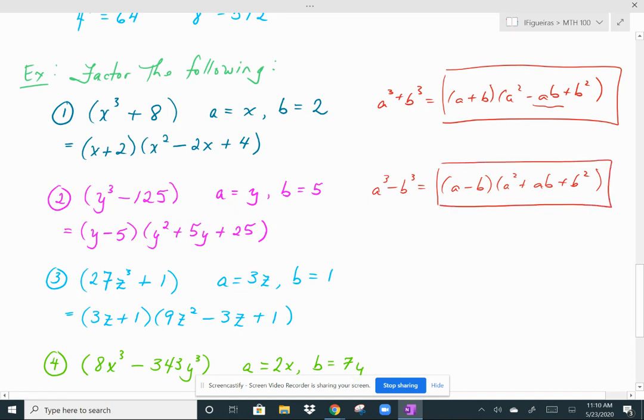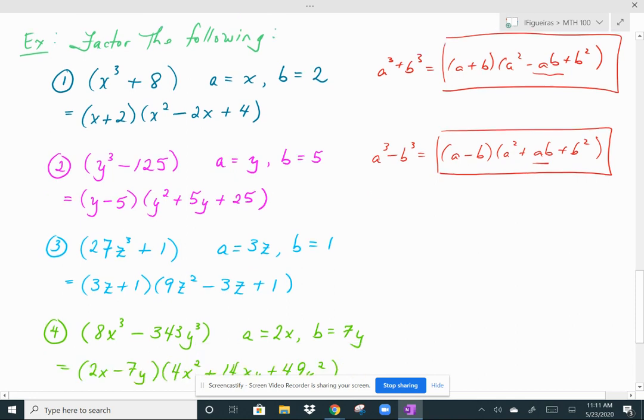So what's a? A is y, because y times y times y gives me y to the third. B is 5. Why? Because 5 times 5 times 5 is 125. Once you know what A and B are, you're just plugging into the formula that's here in this box. So that will be y minus 5 times y squared plus, now remember, this middle term is AB, and so what's AB? That's 5 times y, 5y, plus b squared, which is 5 squared, and that's 25.